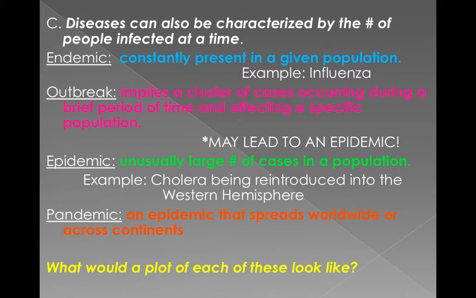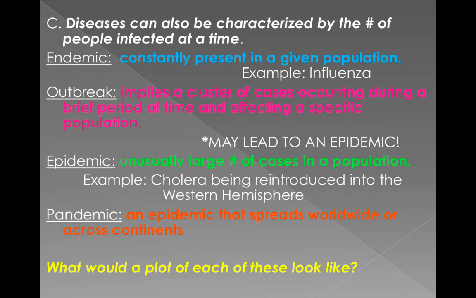So diseases can also be characterized by the number of people infected at a time. And some of these terms we've actually already used. Endemic would be when an infection is constantly present in a given population. One example of that would be influenza. Influenza is usually fairly common. We see people with it, for the most part, year-round.